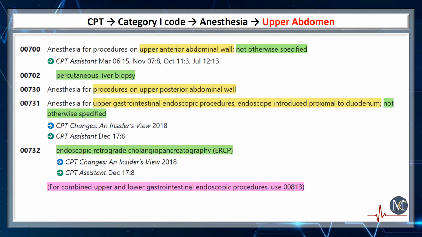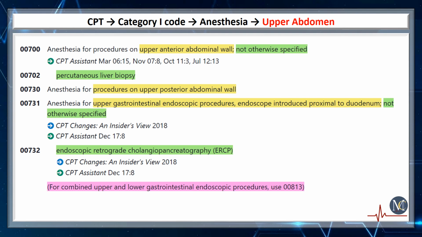Upper abdomen, the next anatomical site of CPT anesthesia. Upper abdomen is the area of the belly between the ribs and belly button. First code is 00700. Anesthesia for procedure on upper anterior abdominal wall not otherwise specified. Anterior abdominal wall means the front side of the abdominal wall.